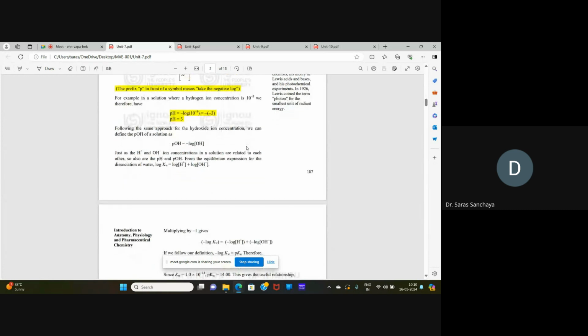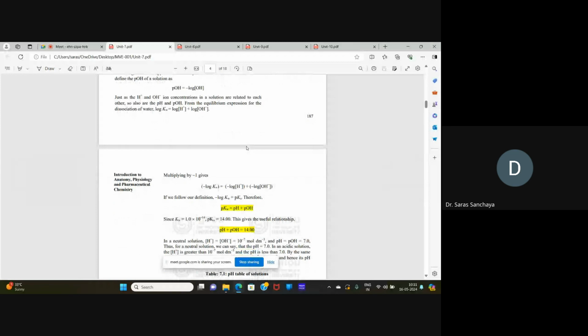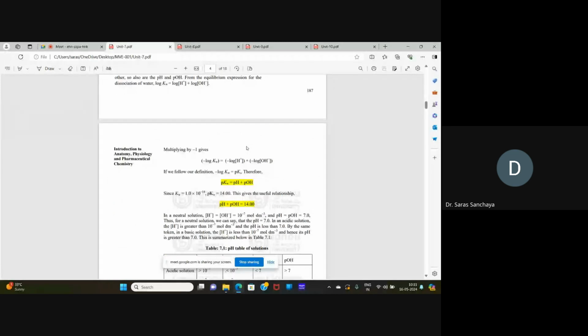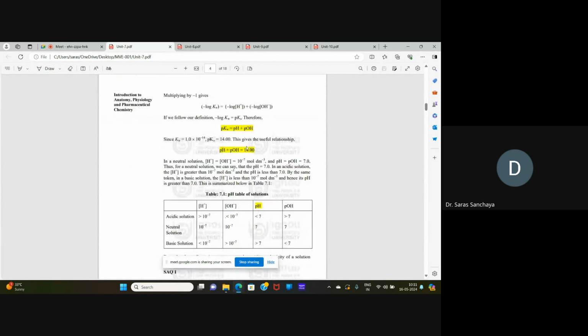Just as H plus and OH minus ion concentration in a solution are related to each other, so also are pOH and pH. From the equilibrium expression for the dissociation of water, log Kw is equal to log H plus plus log OH minus. So pKw is equal to pH plus pOH, and pH plus pOH together when added comes to 14. So pH plus pOH will always come to 14.